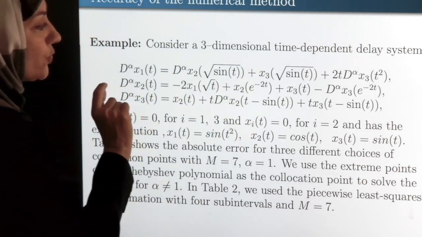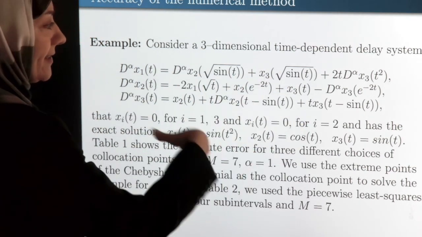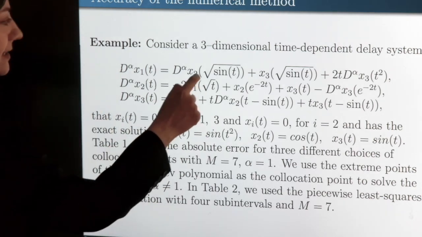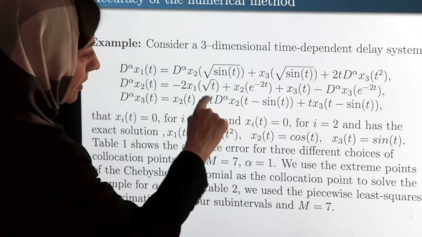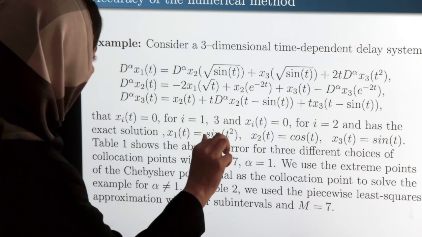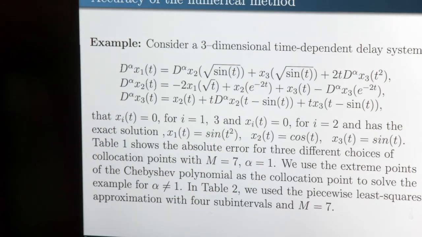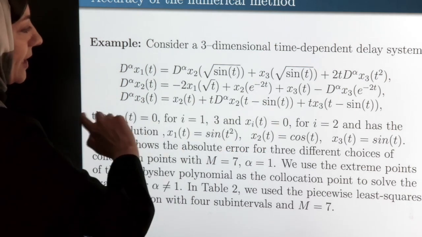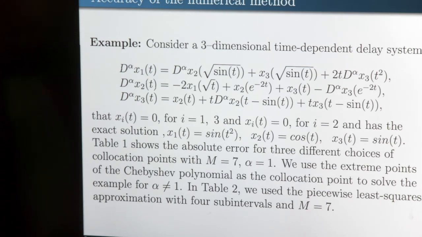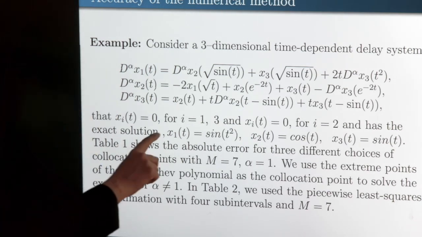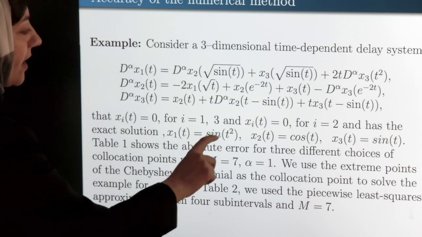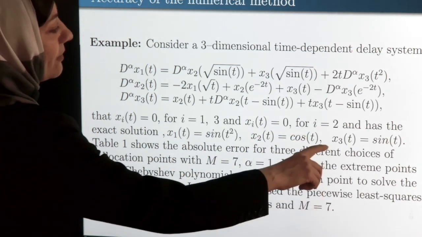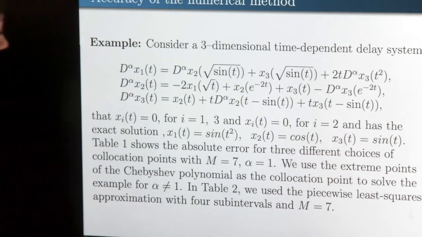Also e to the minus 2t. So we have different forms of delay too, state dependent and time dependent. Here it is time dependent, and in this one I have only a time dependent delay, we don't have a state dependent one. The exact solution of this example is, for x1, sine of t squared, for x2 cosine of t, and for x3 sine of t.